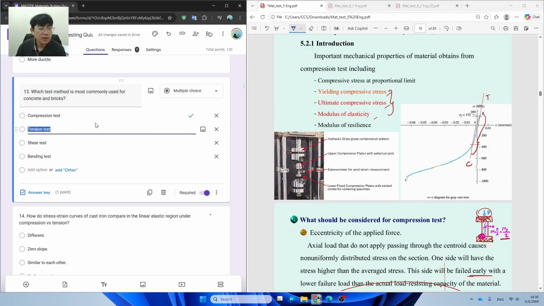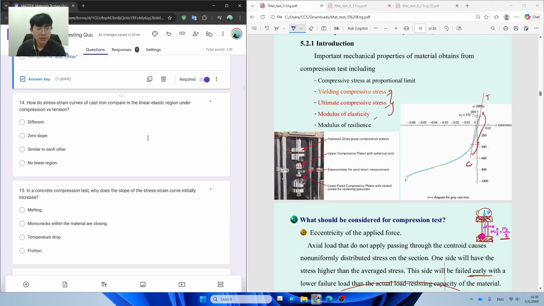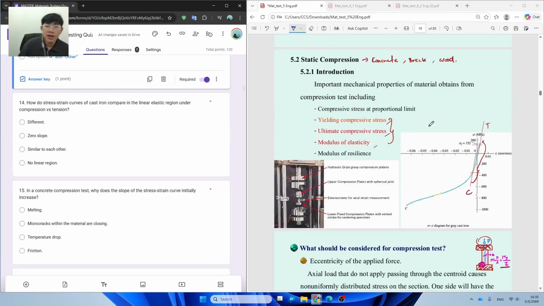For the concrete, we normally test for the compression. Basic answers. And then move on to the static compression. Static compression, we talk a lot about concrete, brick, and wood.